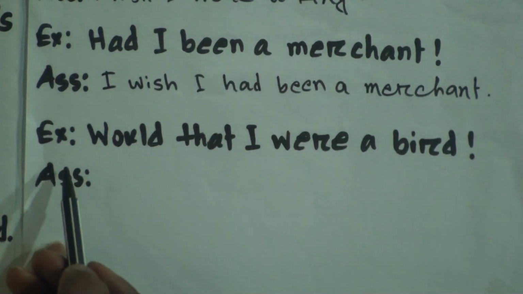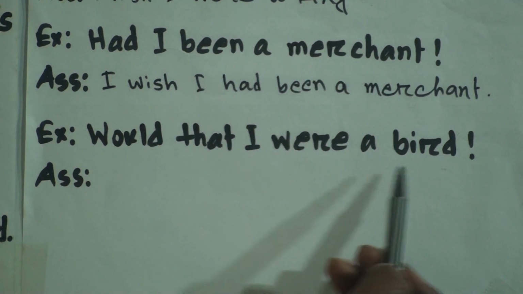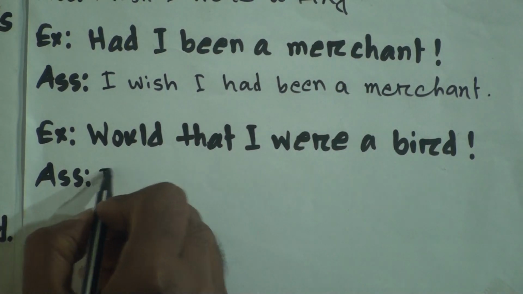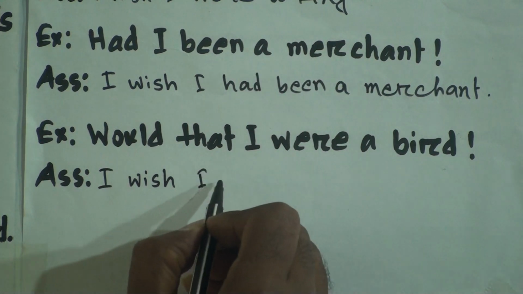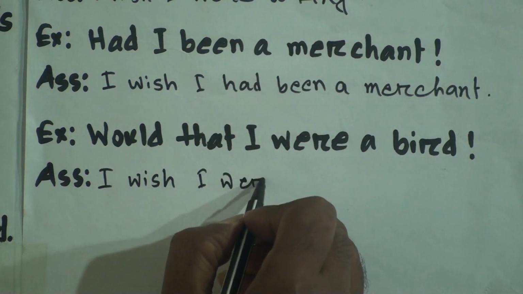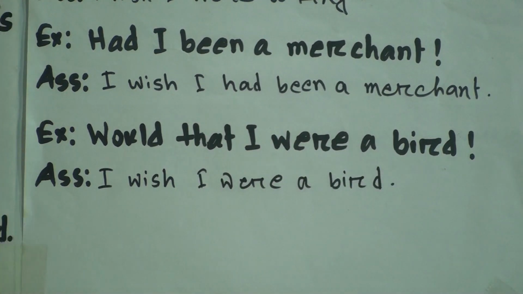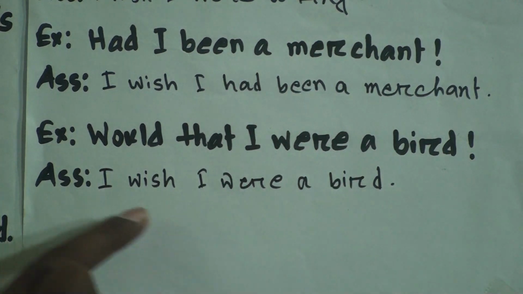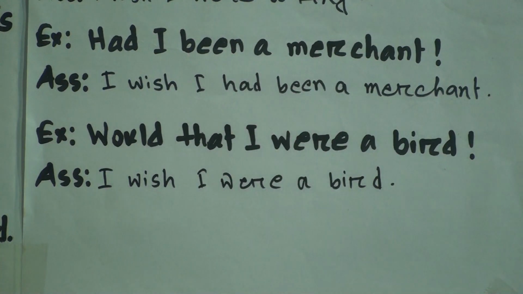Look at the last exclamatory sentence. Would that I were a bird. Would that I were a bird. And look at the assertive sentence: I wish I were a bird. So look at the sentence. Would that I were a bird, and the last sentence is I wish I were a bird. Full stop.